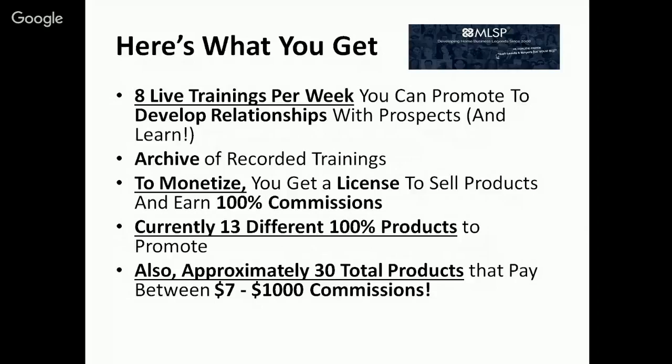Right now, they currently have 13 different 100% products to promote in the hottest categories out there that I mentioned: YouTube, Facebook, Instagram. But they also have around 30 total products that pay anywhere between $7,000 and $1,000 commission. So there's lots of things to choose from. You pick what floats your boat, what appeals to you, the marketing strategy that you do. I only promote a couple things because I don't really need to promote other stuff. I promote what I believe in and what's helped me, and that way I can tell people how this works, and I can show them because I'm immersed in the process every day by using the product.